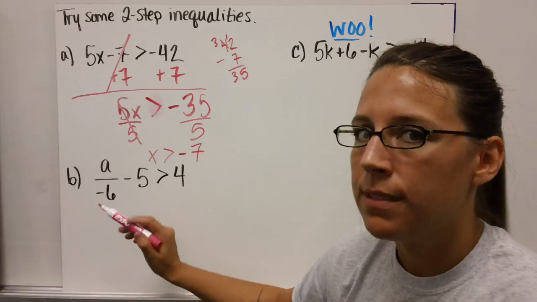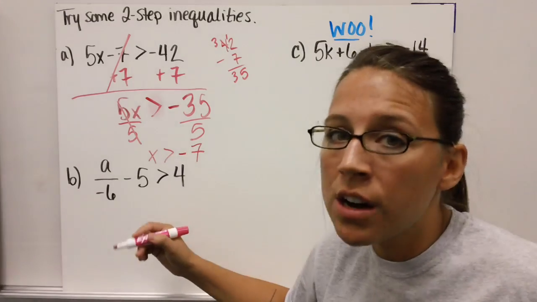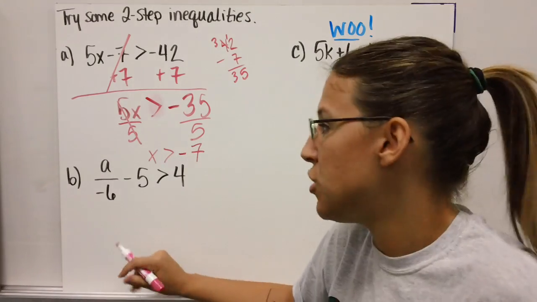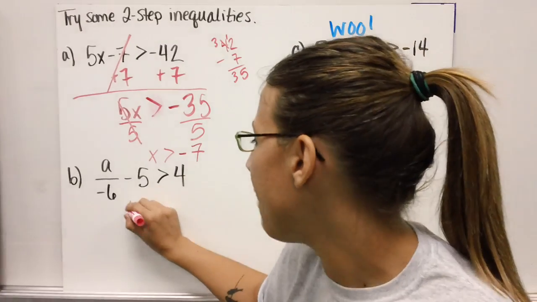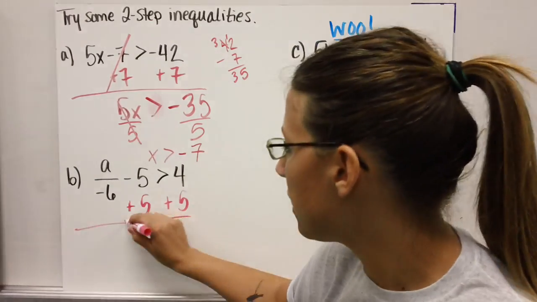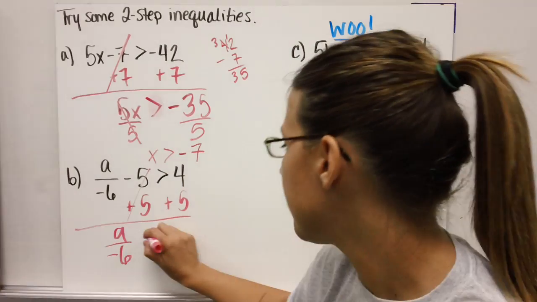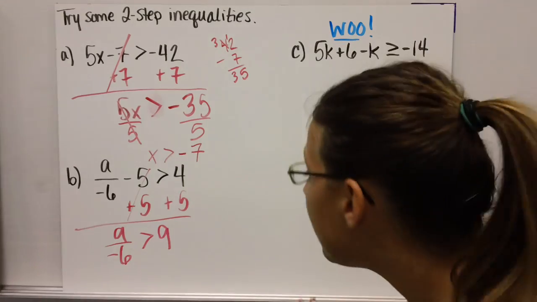Keep in mind, like we did with equations, that this is a divided by -6. Don't get all hung up on it being a fraction. It's just division. Okay? So I'm going to add 5 to both sides first. This is going to leave me with 0. A divided by -6 is greater than 9.